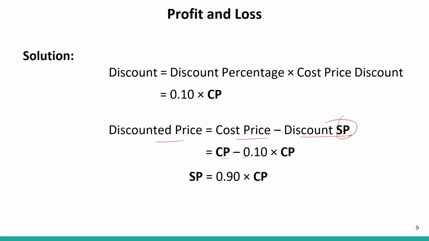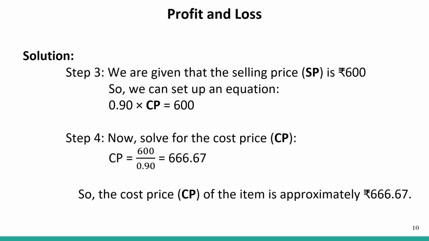So CP minus 0.10 into CP is equal to the discounted price. So SP is equal to what? This much, that is 0.90 of CP. So after involving the X, what we are left with is X is equal to 600 by 0.90. So this will be 666.67.